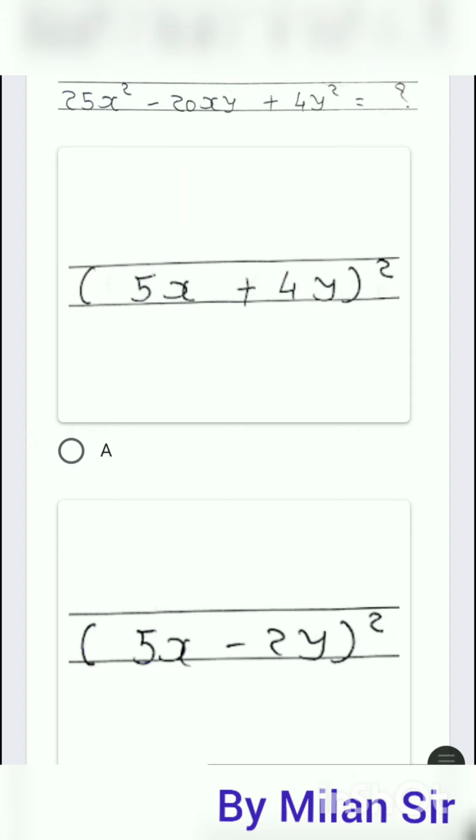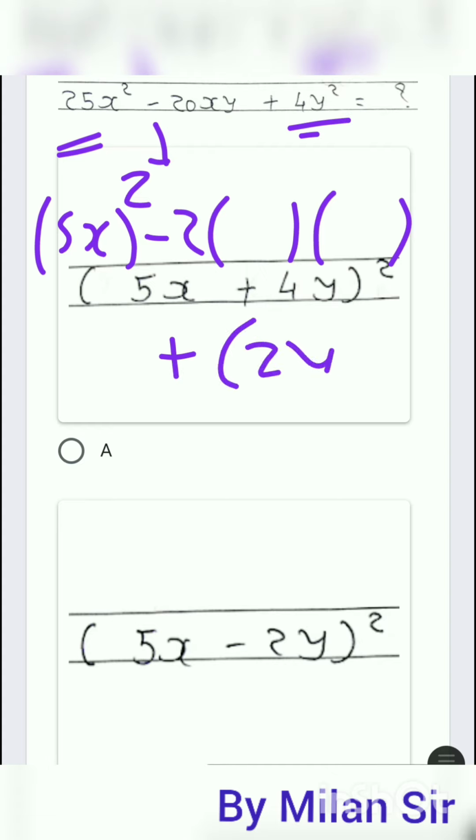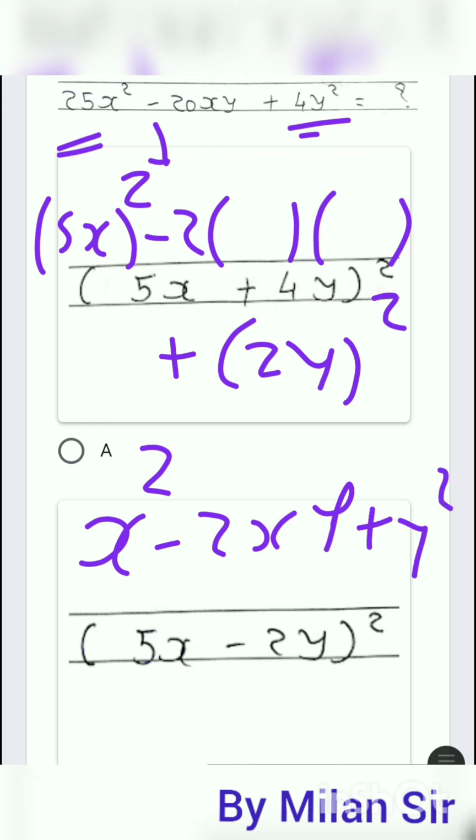Okay, so first of all, how can we write this identity? In place of 25x square we can write like this, (5x) all square. Right, then the negative sign as it is, 2xy. So first of all, these two brackets are blank, and directly write down the last term: 4y square, so we can write (2y) all square. Right, what is our original identity? x square plus 2xy. Sorry, this identity is for the negative sign, so minus 2xy plus y square. Right, so these two terms are ready.